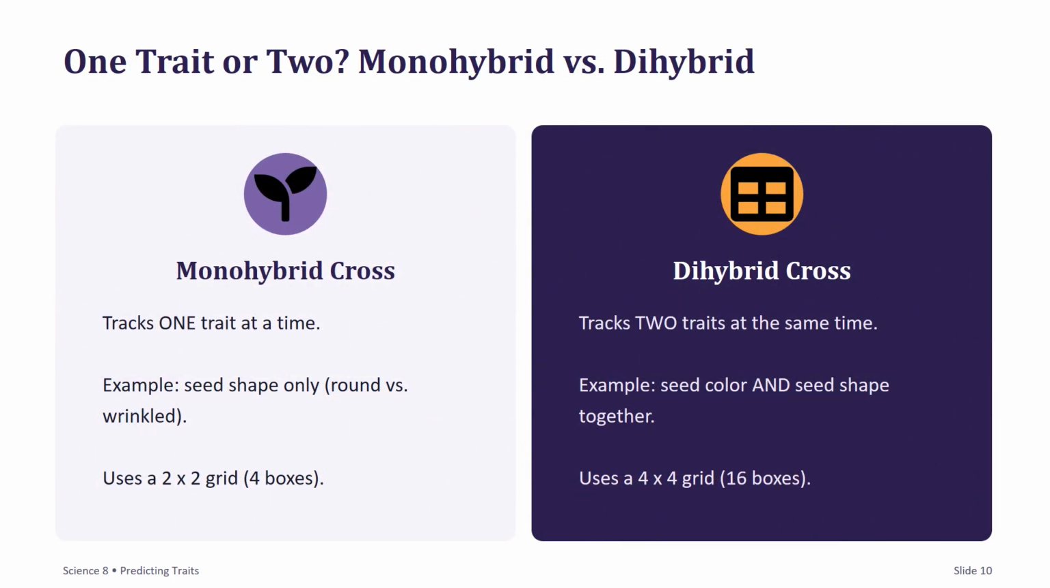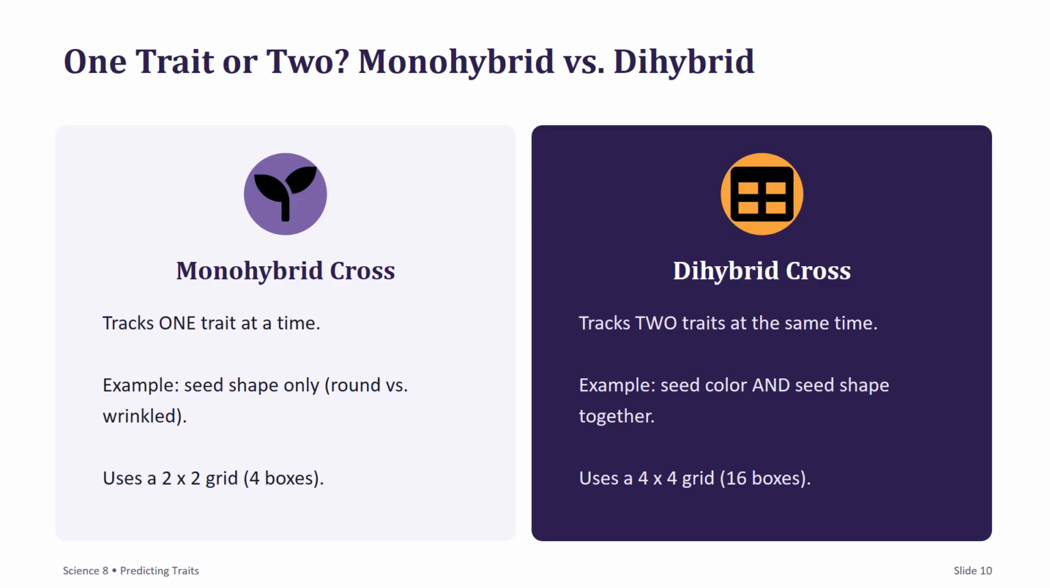So far, we have only been tracking one trait at a time. This is called a monohybrid cross. A monohybrid cross tracks one trait at a time, for example, seed shape only, round versus wrinkled. It uses a 2x2 grid, which gives us 4 boxes.